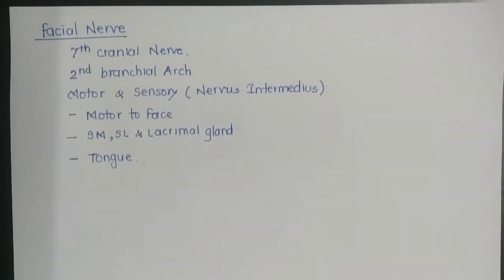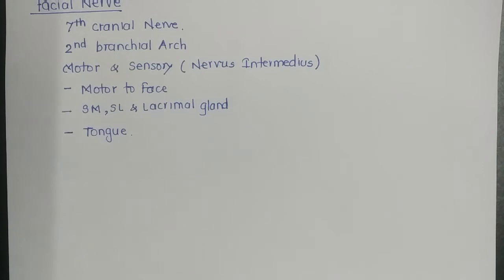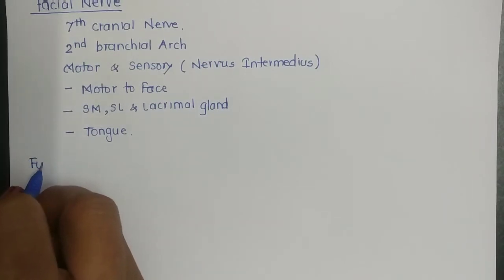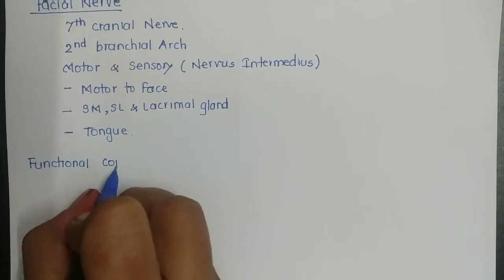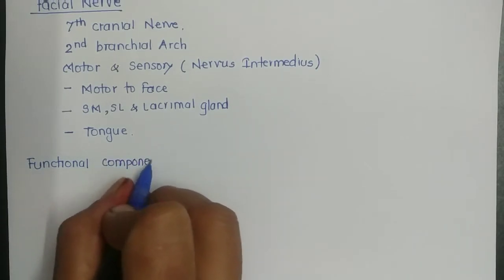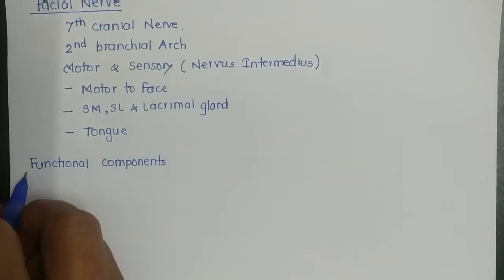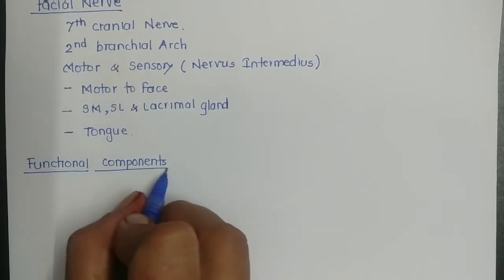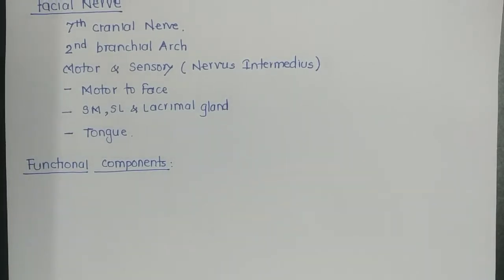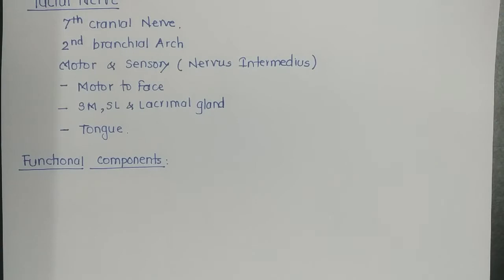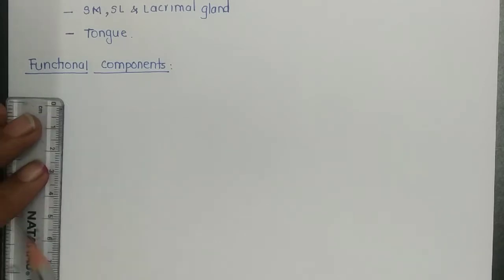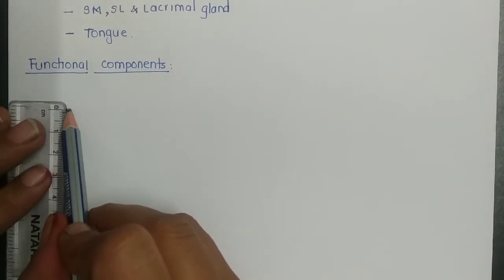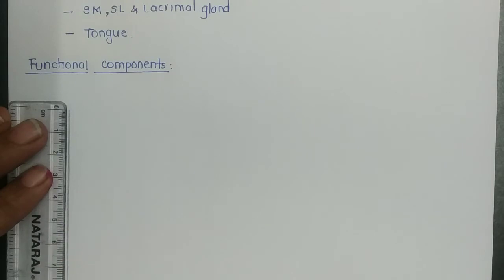Now coming to the functional component and nuclei of the facial nerve. So let us go for the functional components and the nuclei of facial nerve. To understand it better, we will go to a simple schematic diagram for the functional component. So there are four functional components of the facial nerve. So we will go to the four columns.